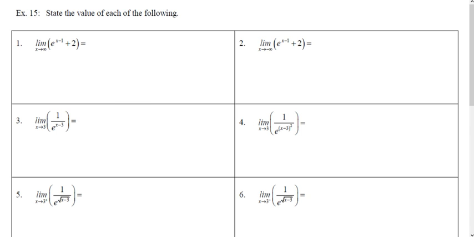All right, state the value. Why is my watch restarting? What time is it? How much time do we have left? 15 minutes. Oh, easy, easy. Be through this.